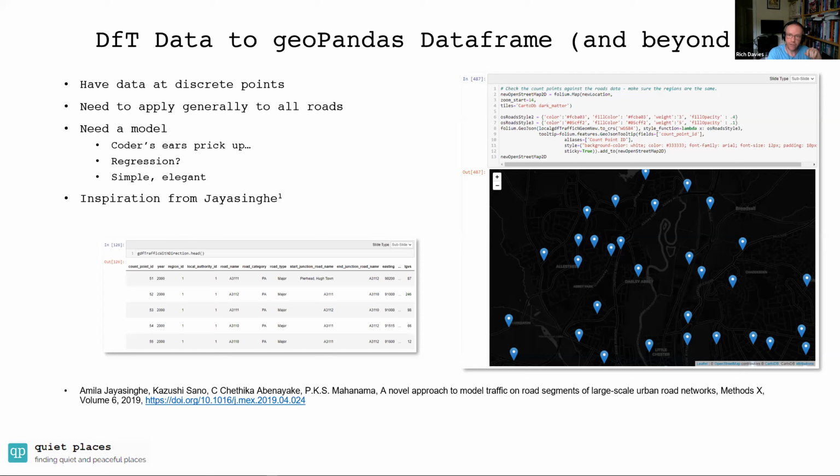And as I've said here, the inspiration came from a really accessible paper written by Jaya Singh and a few others. What we've done is tweak their approach. Their approach was based in Asia, and we've tweaked it to take account of some more accurate data we've got available in the UK, and also some of our road network nuances.